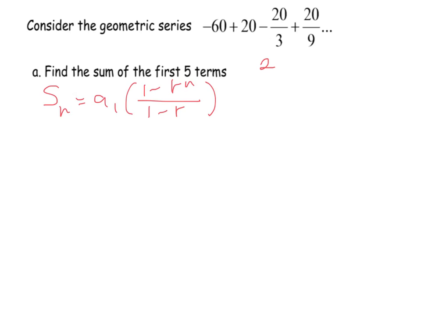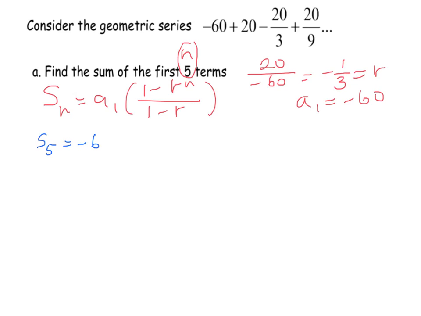So our common ratio is 20 divided by negative 60, which is negative 1/3. So this negative 1/3 is my common ratio. I also know that a1 is negative 60 and n is going to be 5. So I'm going to find the sum of the first 5 terms. S5 will equal negative 60 times 1 minus negative 1/3 to the 5th divided by 1 minus negative 1/3.